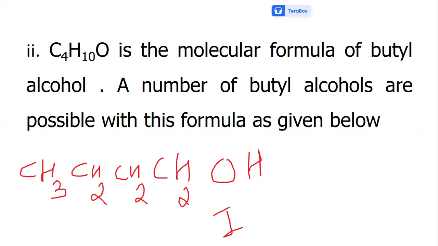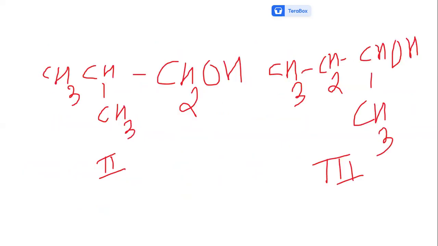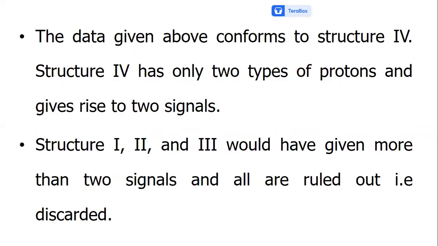A number of butyl alcohols are possible with this formula as given: CH3CH2CH2CH2OH, and structures second, third, fourth. The data given above conforms to structure fourth, which has only two types of protons and gives rise to two signals. Structures first, second, and third would have given more than two signals, and all are ruled out, that is, discarded.